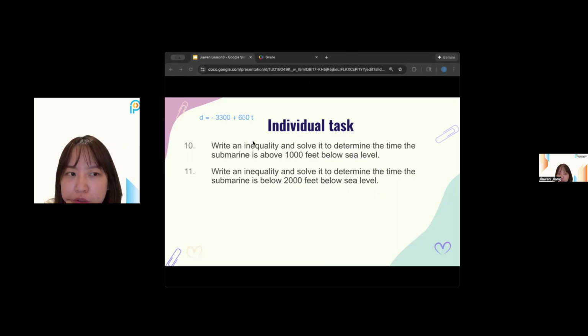The first one is still 1,000 feet below sea level, right? So it's minus 1,000. And then this is above, right? Above, so it means greater than. Okay. And then the next question.